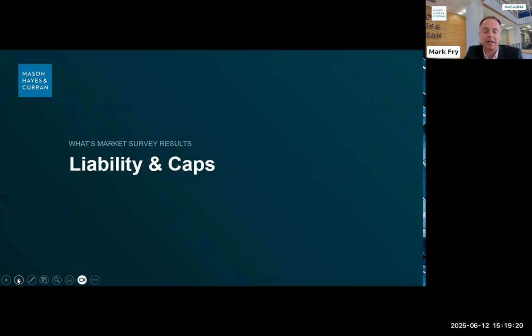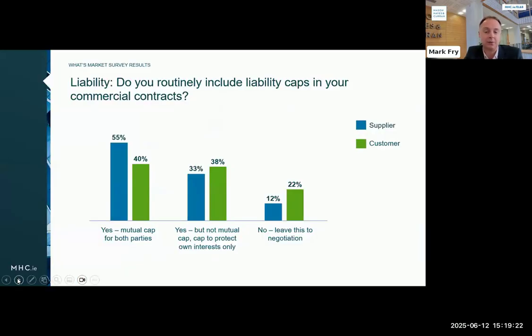And that's the first part of our survey. The responses show that the vast majority of respondents, both suppliers and customers, both green and blue in the data here, routinely include liability caps. The data shows us that mutual caps are still a lot more commonly sought by suppliers. We had 55% of suppliers indicating that they routinely include a mutual cap on liability.